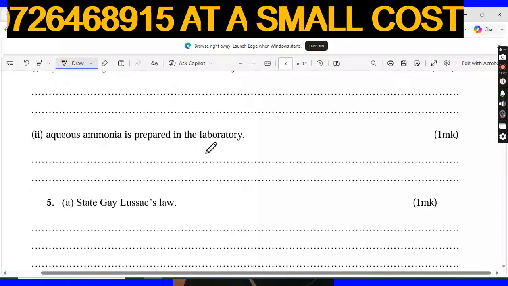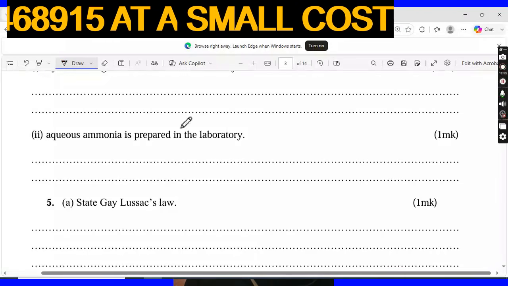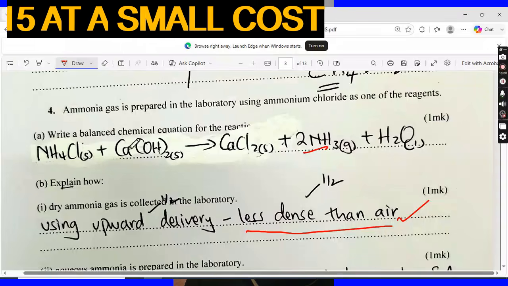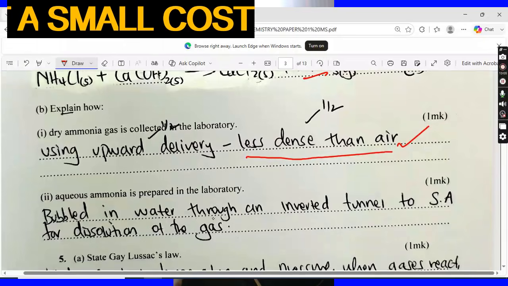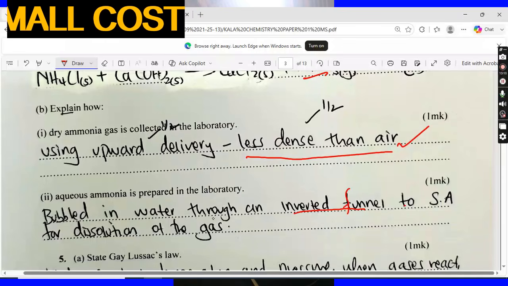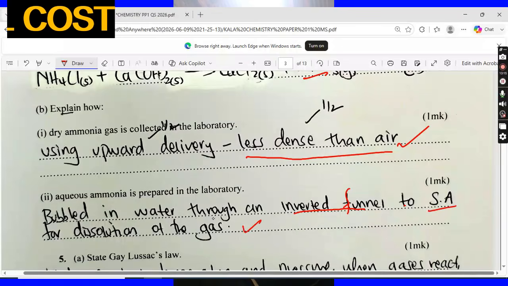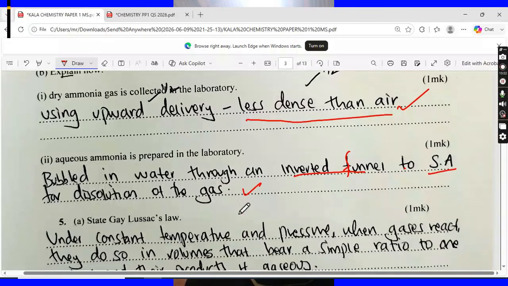Aqueous ammonia is prepared in the laboratory. We usually use the funnel. Why do we use the funnel? We use the funnel to increase the surface area of absorption. We use the inverted funnel through which the gas is passed into the water. This is to increase the surface area for the solution of the gas, because we know ammonia is highly soluble in water. Actually, in Form 3, we were told that it forms a fountain because of the high solubility in water.